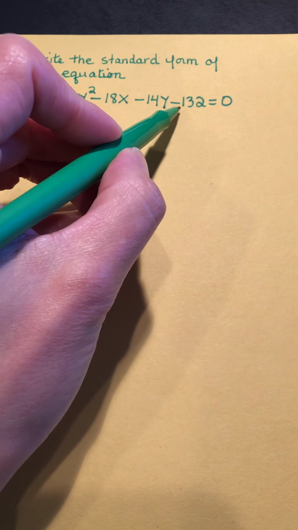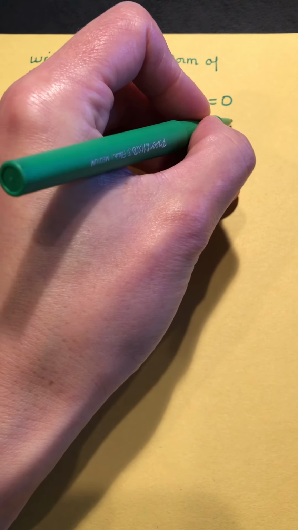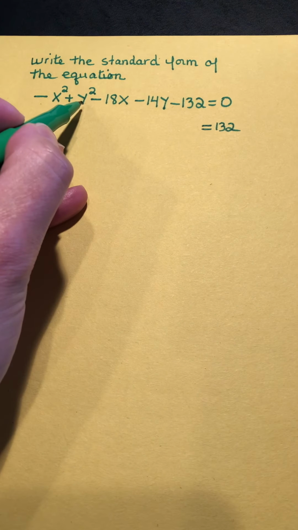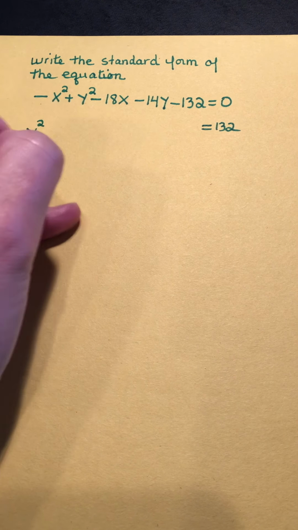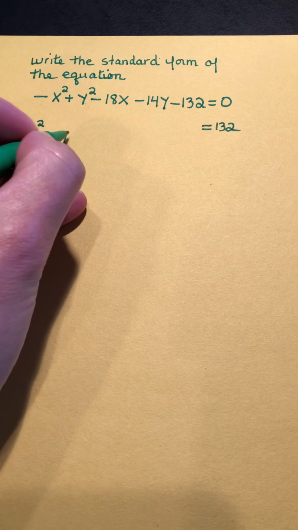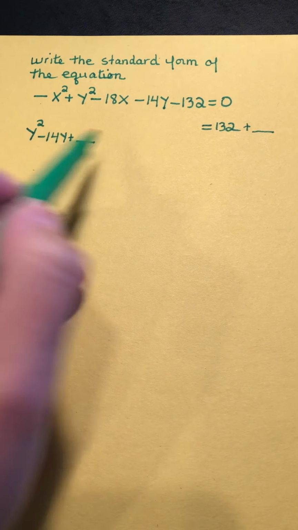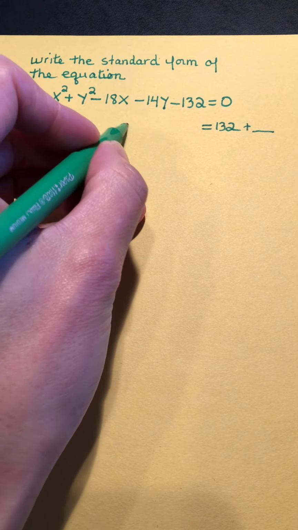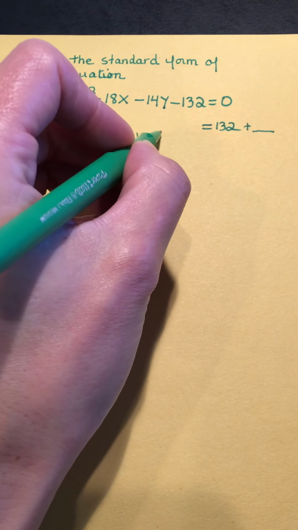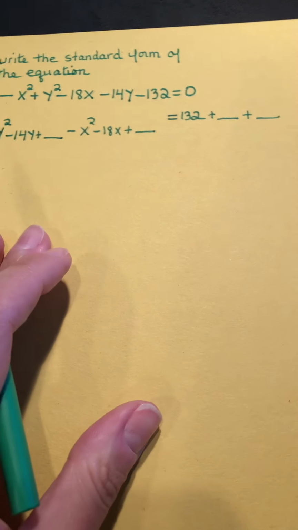Remember, my first step is to take my constant and move it to the right. So this is going to be positive 132 on the right side. And I'm going to organize the y squareds together. So I'm going to have y squared minus 14y plus blank, but then I'm going to add a plus blank here. And then I'm going to have a negative x squared minus 18x plus blank plus blank. Okay, that's really off. Sorry about that.